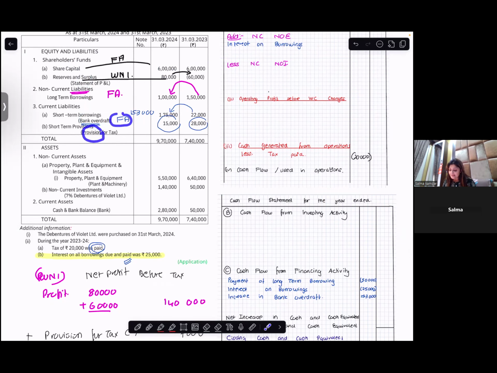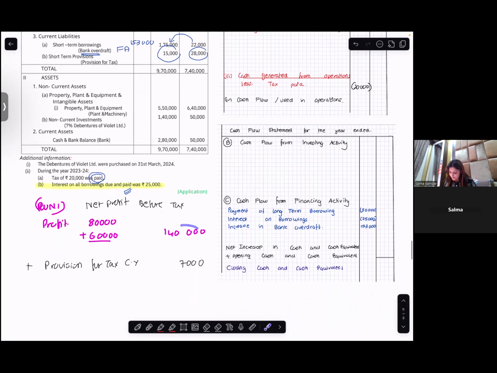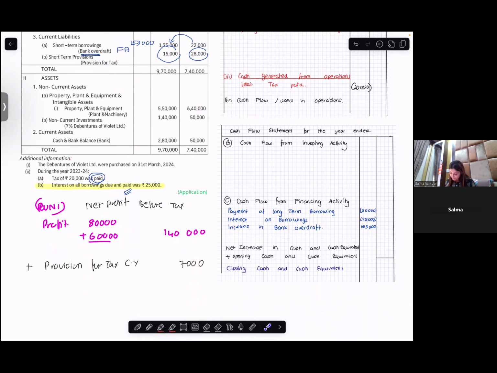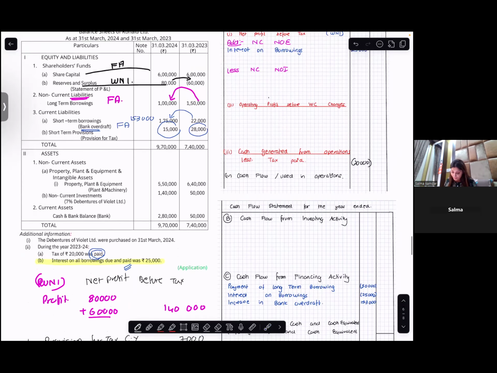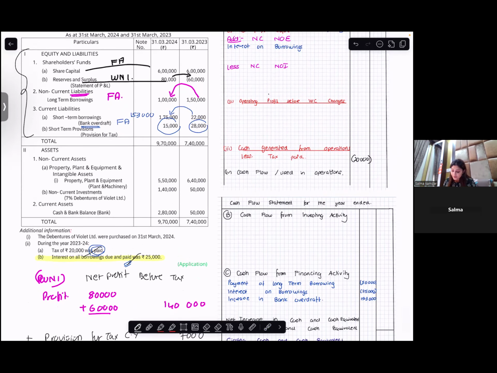For the provision for tax, you make a provision for tax account, and in that two items would come: the tax paid over the year and the tax expense for the year in working note number one. With this, what are the things that we have completed? We have almost completed the equity and liability section and all our working notes. Interest on borrowings is also incorporated. Now we come to the non-current assets. All the non-current assets are investing activities. There is no information given over here. Let's take non-current assets.